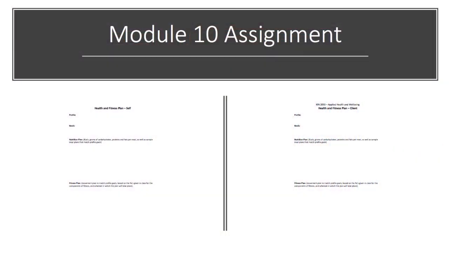Okay, so again, what you're going to be doing is you're going to be turning in a form for you and a form for a fictitious client, and then again, as always, doing some kind of summary about your wellness activities and your behavior change activities to turn in as well. So you're turning in 3 things this week.